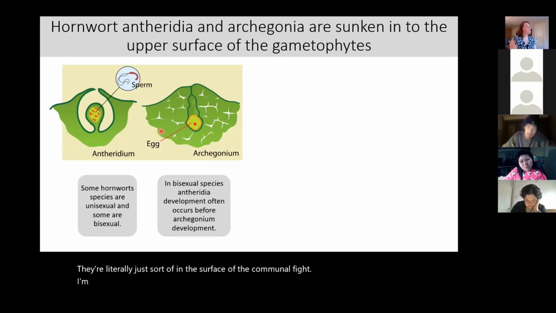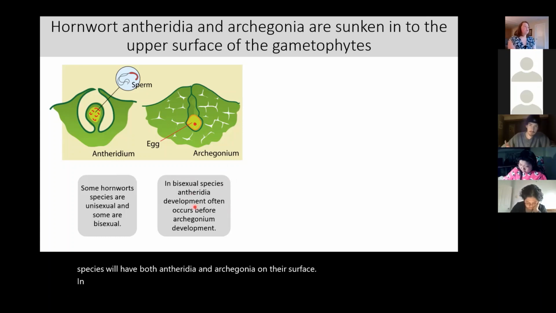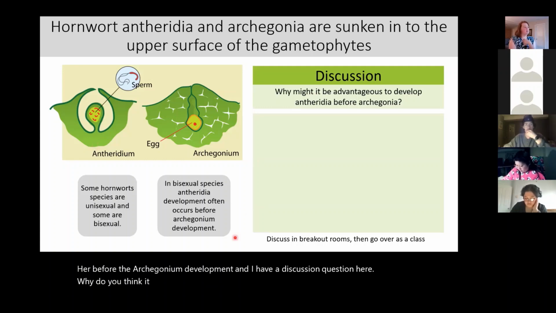Unlike the liverworts as well, the hornworts can be either unisexual or bisexual. So some species will have both antheridia and archegonia on their surface. In the case of the bisexual species, though, the antheridia will often occur before the archegonium development. And I have a discussion question here. Why do you think it might be advantageous for the species to have the antheridia development occur first?